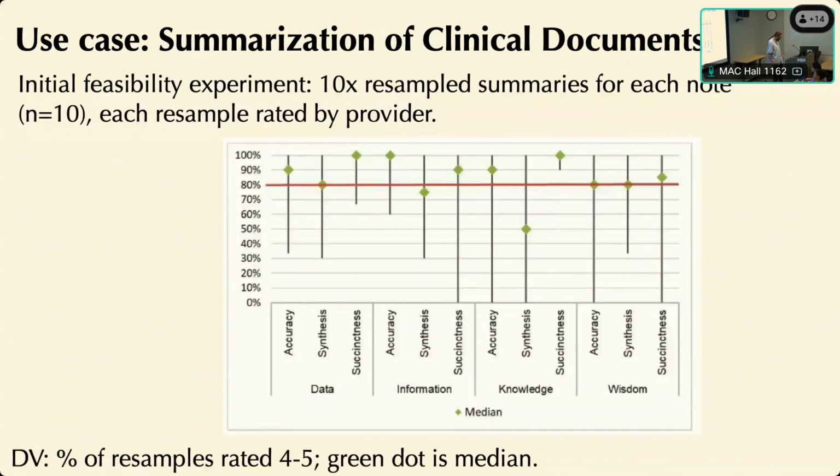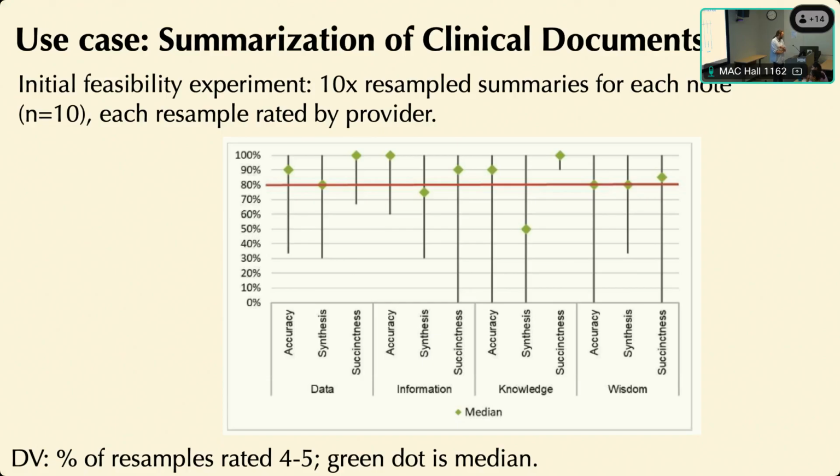So initially, as a feasibility analysis, we ran the LLM over 10 notes and asked it to draw 10 samples per note. So for each note, we had it generate 10 nominally identical summaries, but as we'll see, they varied quite a bit. And then we had a human rate them along those dimensions, which was very tedious to do.